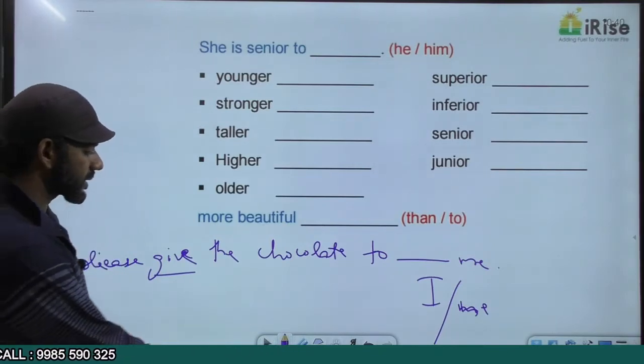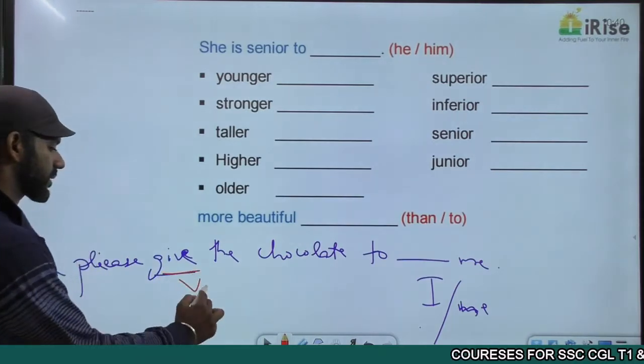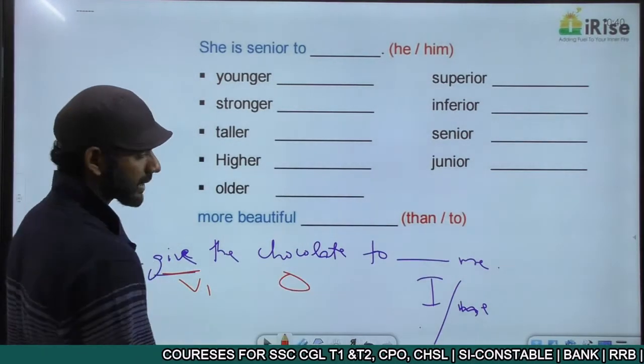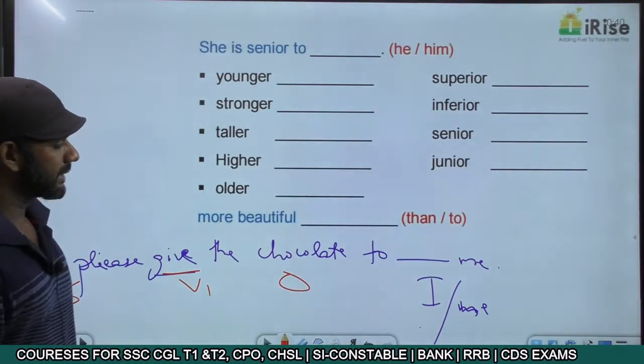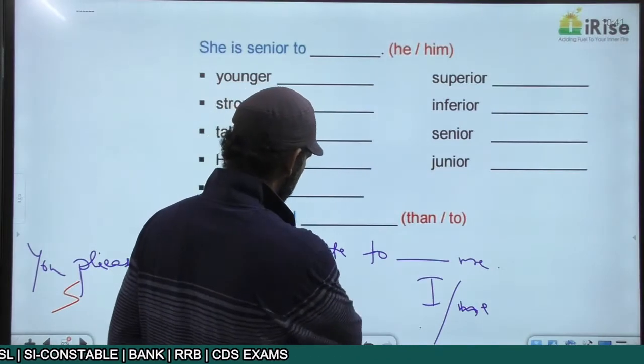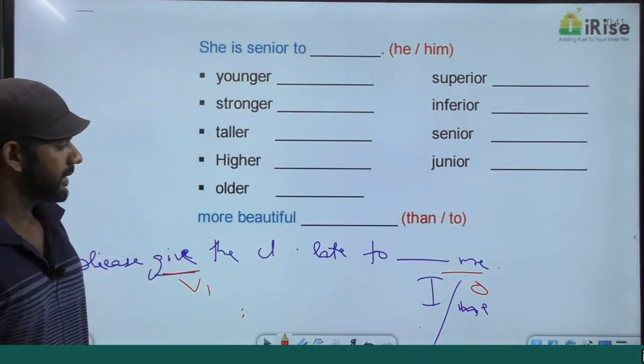The simple reason is the verb here is give, V1. V1 will never come in the passive voice. So the order of this statement is subject, verb, object, active voice. And in this sentence, now I am receiving the action. So me becomes the objective. Subject, verb, object, active voice.